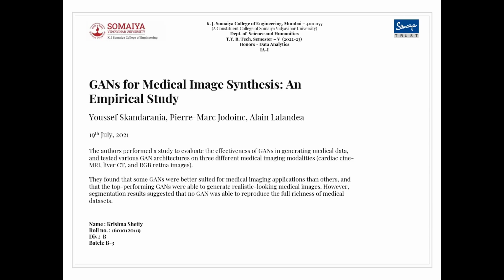The authors performed a study to evaluate the effectiveness of GANs in generating medical data and tested various GAN architectures on 3 different medical imaging modalities: cardiac MRI, liver CT, and RGB retina images. They found that some GANs were better suited for medical imaging applications than others, and that the top performing GANs were able to generate realistic looking medical images. However, segmentation results suggest no GAN was able to reproduce the full richness of medical datasets.